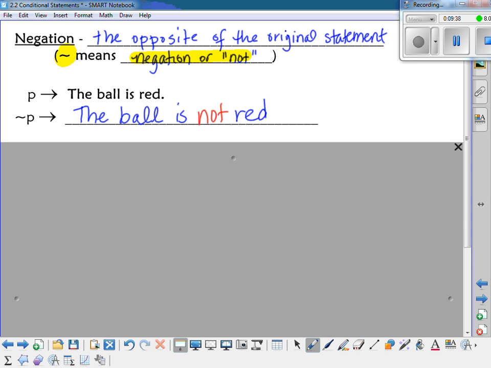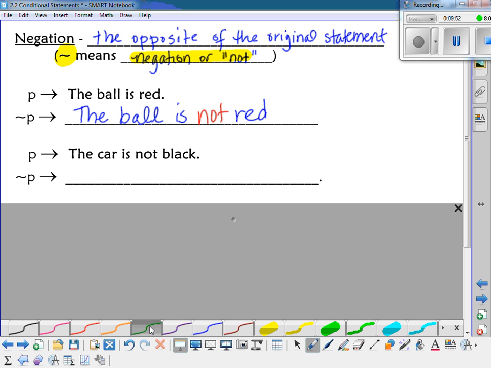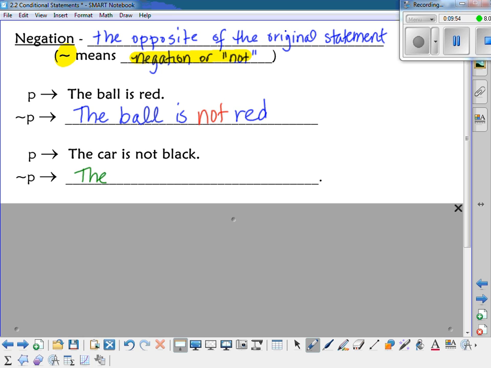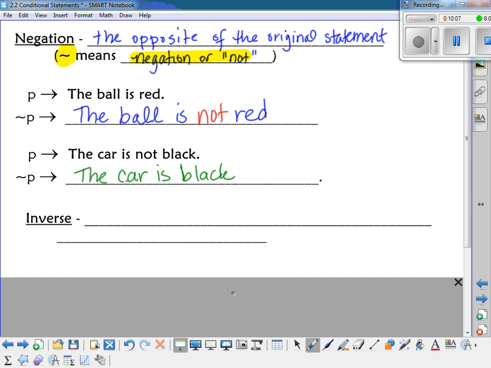So all I had to do to negate that one was to insert the word not. But sometimes you might have a statement that already has a not in it, so the car is not black. The opposite of that would be the car is black. So we took the not out to make it the opposite. All right, so you need to know that in order to know how to do the inverse.